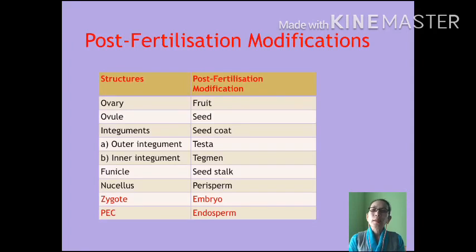Most importantly, the diploid zygote is going to be growing and developing into a diploid embryo, and the triploid PEC is going to be maturing into a triploid endosperm. And we are going to be taking up the development of the embryo as well as the development of endosperm in this section.